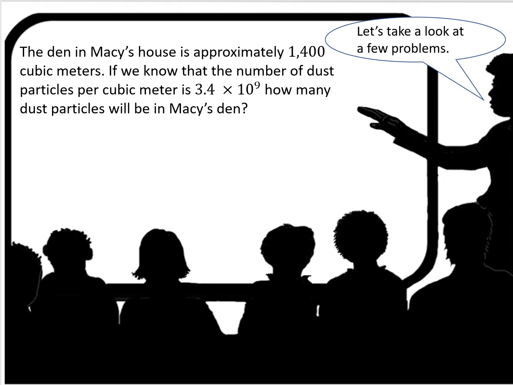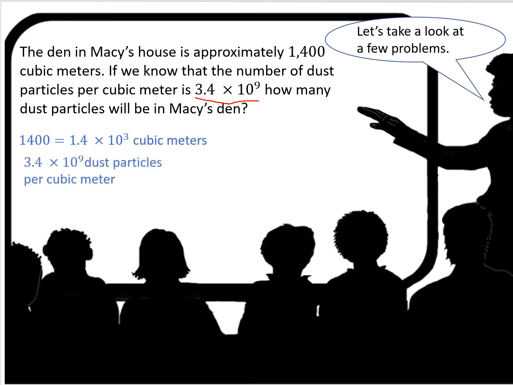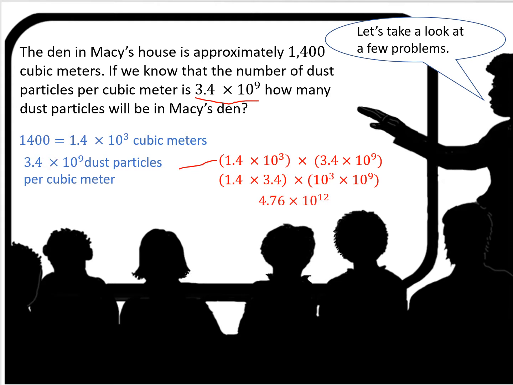The den in Macy's house is approximately 1,400 cubic meters. If we know the number of dust particles per cubic meter, and there it is, how many dust particles will be in Macy's den? So we convert the 1,400 cubic meters to scientific notation, 1.4 times 10 to the third cubic meters, and we're going to multiply the number of dust particles per cubic meter times the cubic meters in Macy's den. So here we set up our problem.